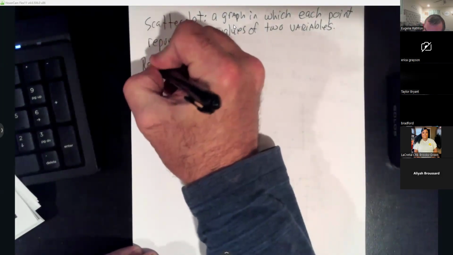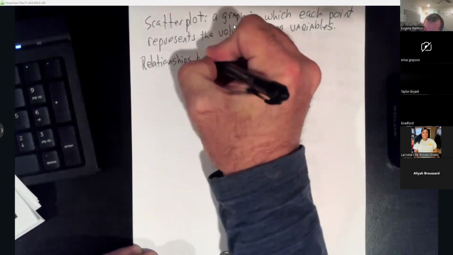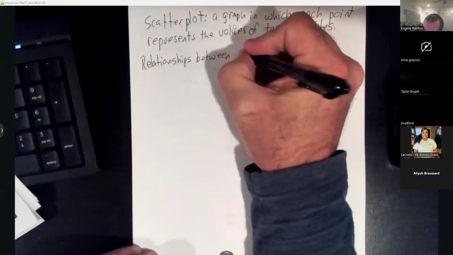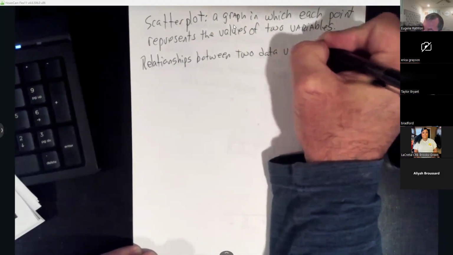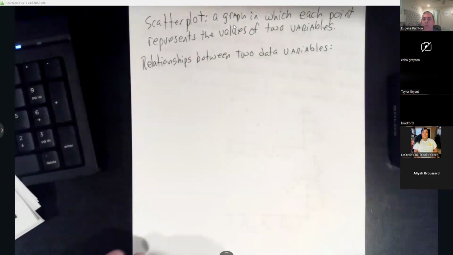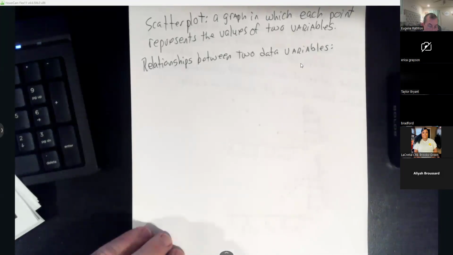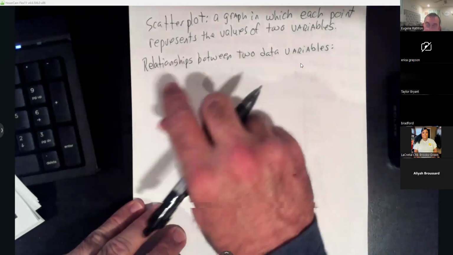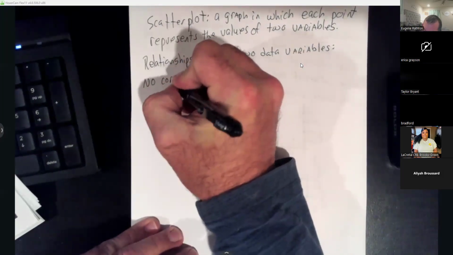All right, y'all, so let's look at relationships between two data variables. So like on that first example I did, the size of the diamonds and the price of the diamonds were the two variables in that example. So we can have certain things happen on these scatter plots. We can have no correlation.